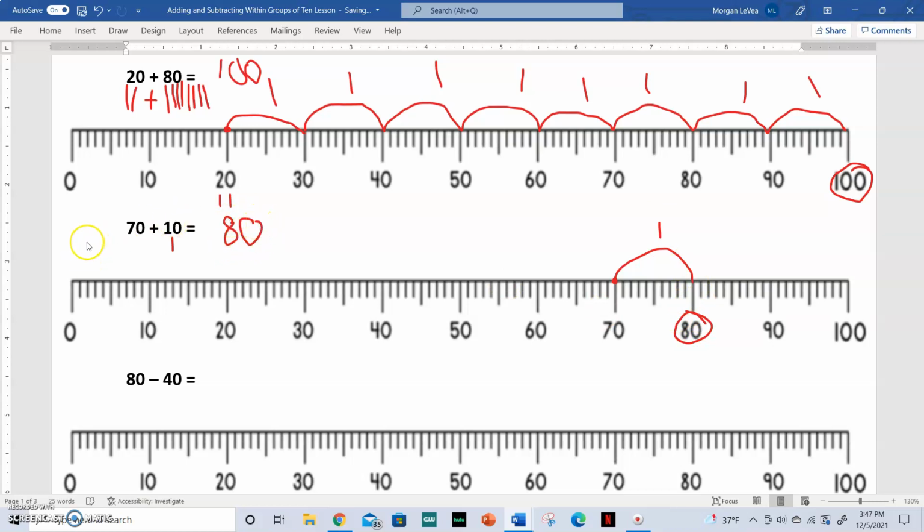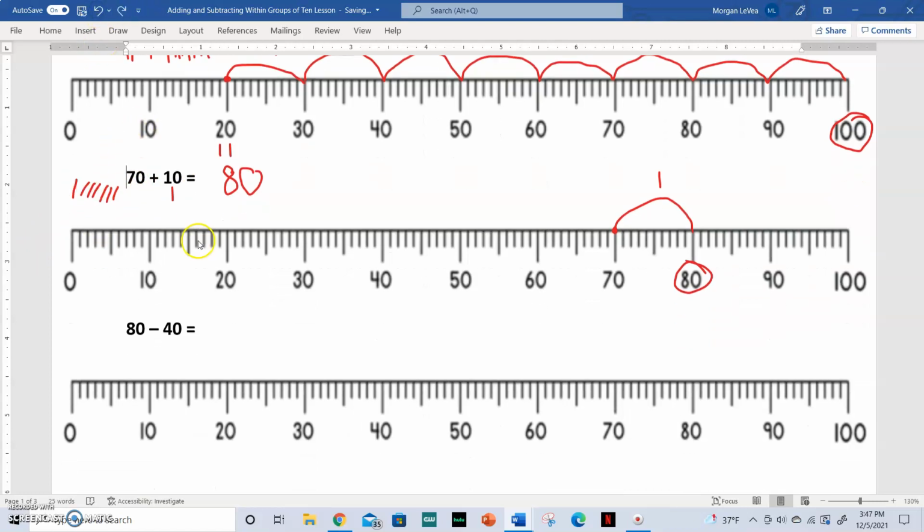Let's check that to see if it's correct. If we have 70, it's 7 groups. 1, 2, 3, 4, 5, 6, 7. Then add one more is 8. 8 groups of 10 is 80. Now, when you're doing your assignment, you do not have to do this part with the check. You don't need to do that. But if you want to do the check, that's how you would do it.